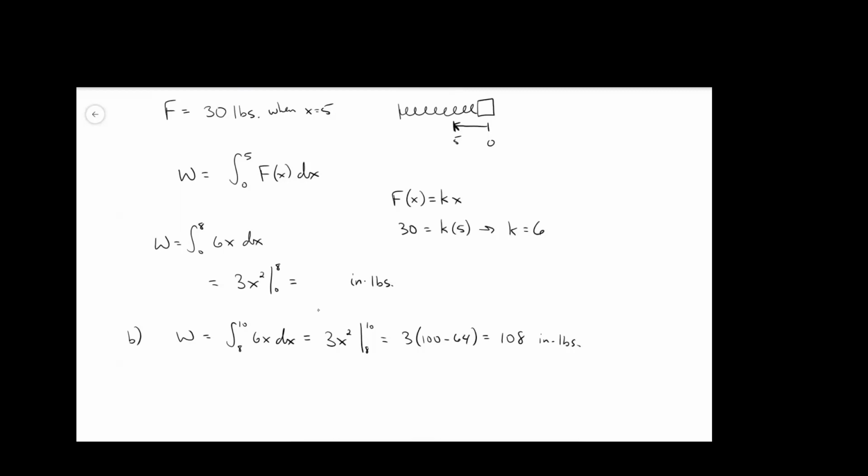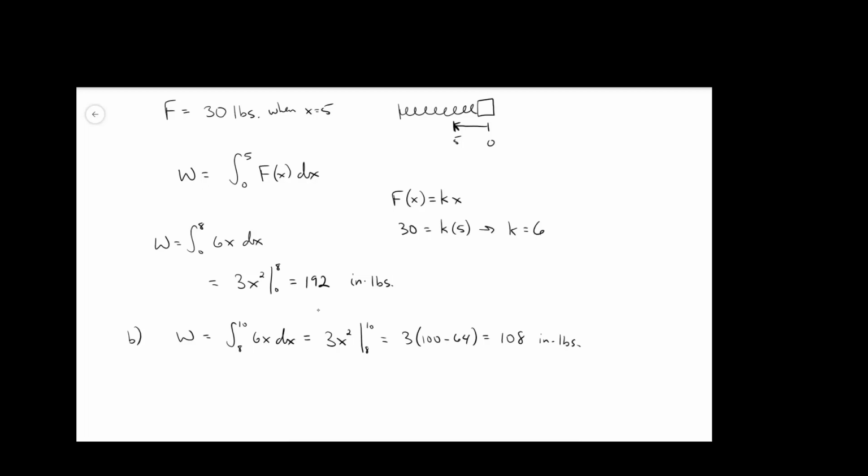So 64 times 3, what is that? 180 plus 18, 198. Is that what it is? 192. Yeah, thanks for pointing that out. I was reading the paper and seeing 5 there when I should have been seeing 8. 192 it should have been. And then the second one, 108.